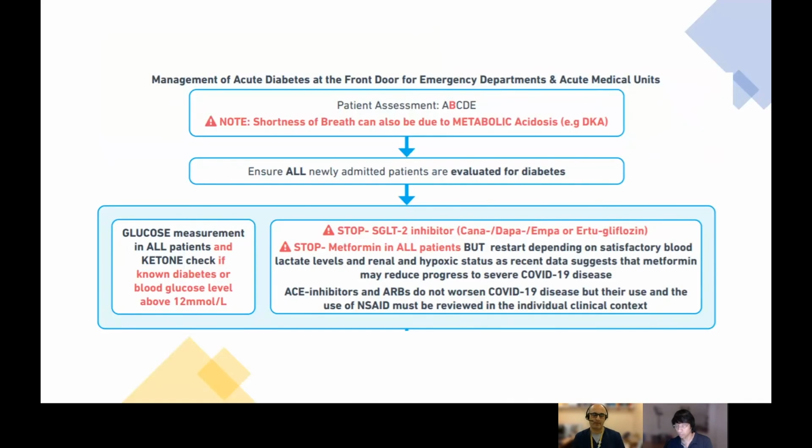Next slide, please. So what's really important is that when a patient presents to the front door of a hospital who's unwell in the current climate, it's ensuring we don't miss a diagnosis of COVID-19 naturally, but it's also recognizing there are other causes of distressing symptoms to patients. In particular, it's important when assessing a patient, recognizing shortness of breath may also be caused by metabolic acidosis, such as diabetic ketoacidosis. So it's critical that all newly admitted patients are evaluated for diabetes. Hence, a glucose check is advised, as is a ketone check if glucose levels are elevated above 12 millimoles.